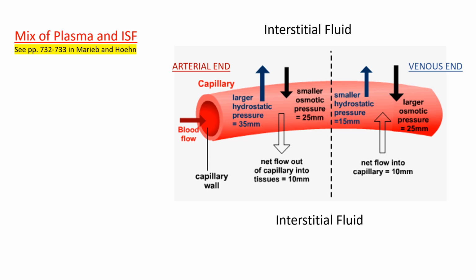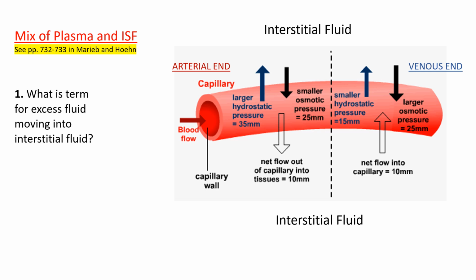We don't pull in all of it. About every day, you lose about 3 liters of fluid to interstitial fluid. But if you start screwing up osmotic pressure, like for instance, if you have liver disease or something, now this doesn't work. And you lose a lot more fluid. You don't pull it back in because you don't have that osmotic pressure. If you don't have the proteins, you don't have the pressure, you don't pull it in. And we get this term for excess fluid moving into the interstitial fluid. That is called edema.